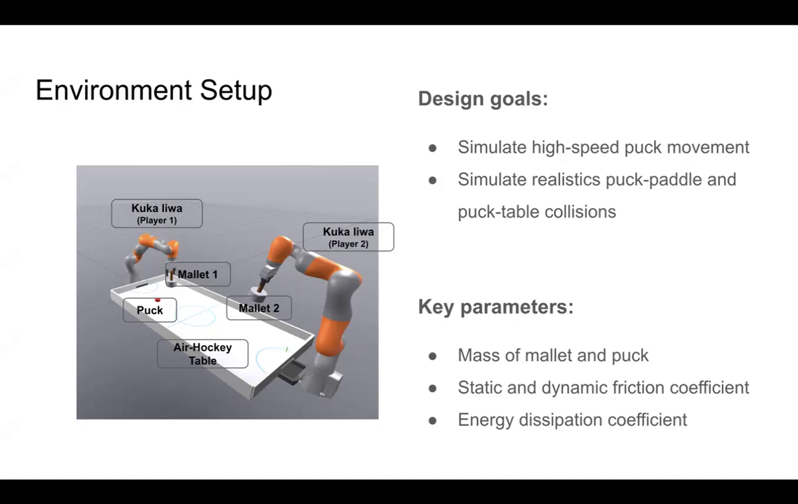There are some key parameters we need to fine-tune. The first is the mass of the mallet and puck, and then the friction coefficient for the static and also the dynamic case, and also the energy dissipation coefficient.